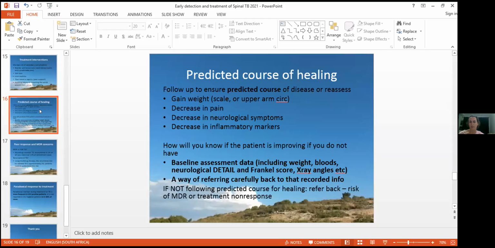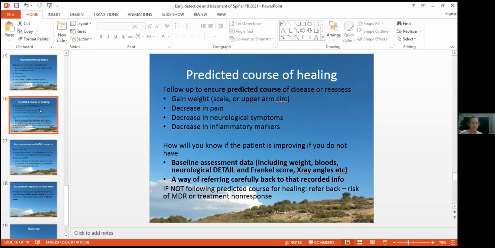Another really important thing in terms of managing and following up with patients is telling them what their predictive course of healing is. And Madeleine and Nori both spoke about this. They need to gain weight, and you need to have a measure to tell them that they've got a predicted future of healing ahead of them. You need to know what they're improving from, so it's really important to have those baseline measures. Madeleine also mentioned that. You won't know that they're improving if you don't have the baseline details, so find out what those are in the beginning. And if they're not following a predicted course of healing, refer back.